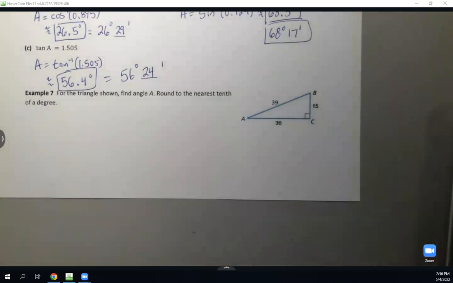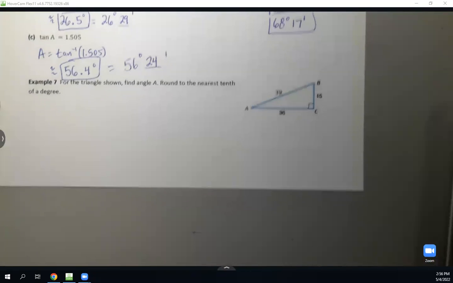So sometimes you're going to know the opposite and the hypotenuse. You're going to know the adjacent and the hypotenuse. You're going to know the opposite and the adjacent, and you can use the appropriate inverse to figure out what the angle is if you need the angle. Okay.